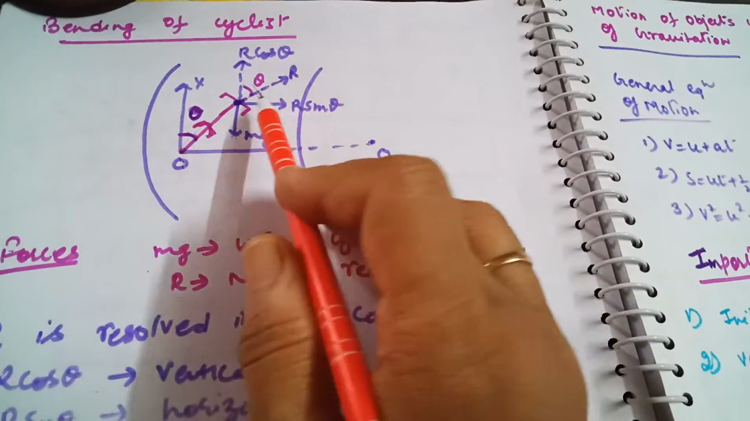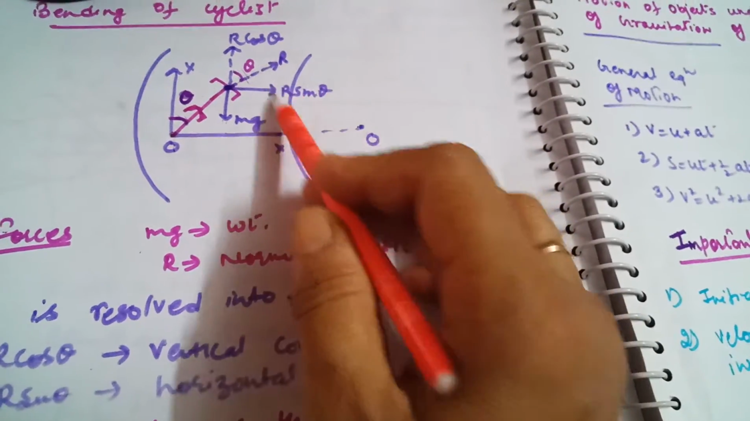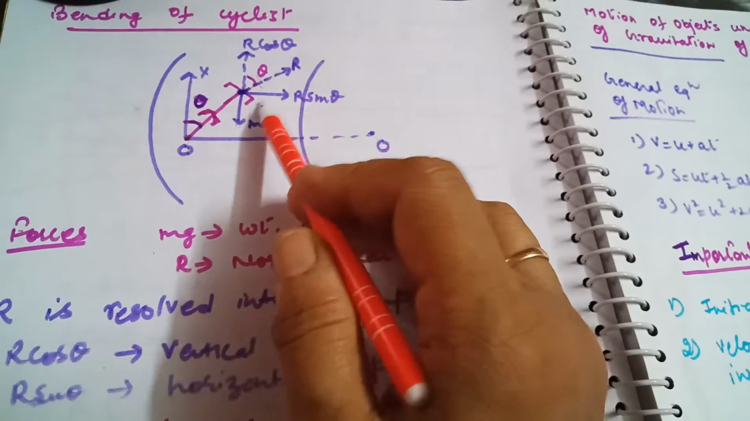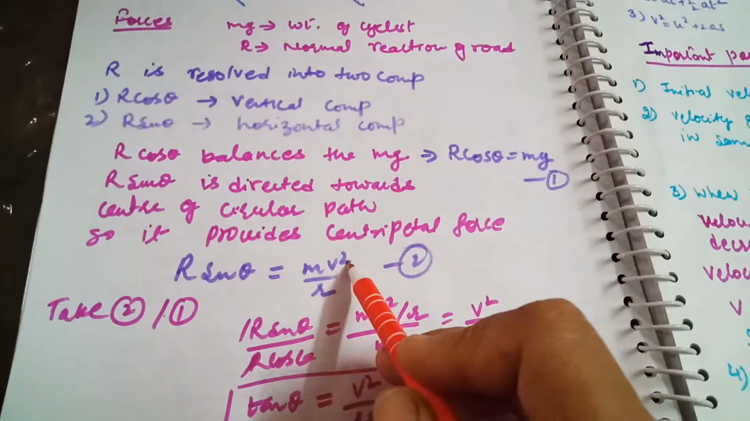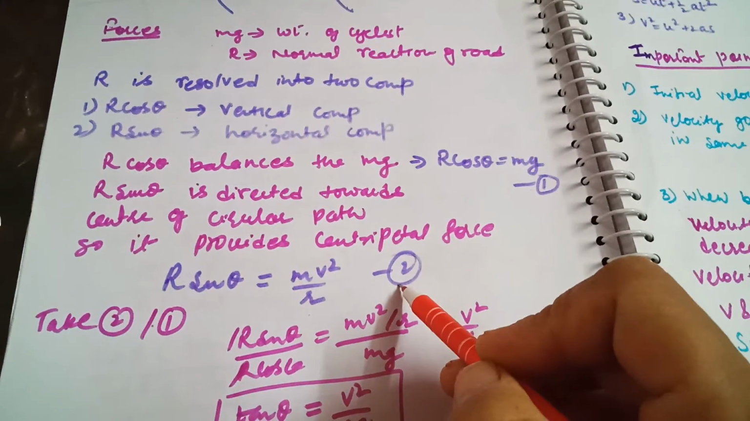Since R sin theta is directed toward the center of the circular path, this R sin theta only provides the necessary centripetal force to the cyclist to move along the circular path. So R sin theta is equal to mv square upon r. Equation number 1 and equation number 2.